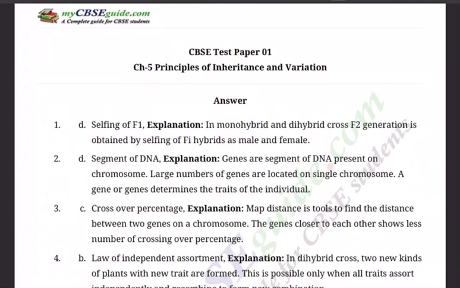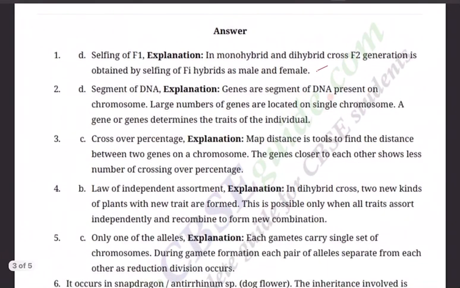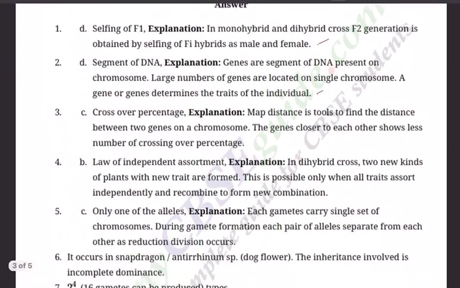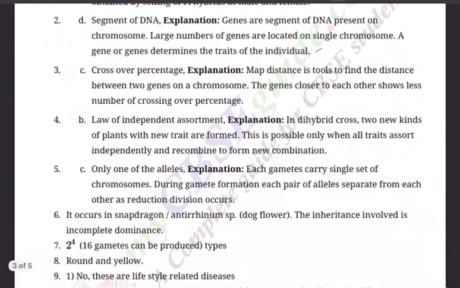Question 1. Of course, we said selfing of F1 in monohybrid and dihybrid cross. The F2 generation is obtained by selfing of F1 hybrids as male and female. Question 2, D. Segment of DNA. Genes are segments of DNA present on a chromosome. A large number of genes are located on a single chromosome. A gene or genes determine the traits of the individual.